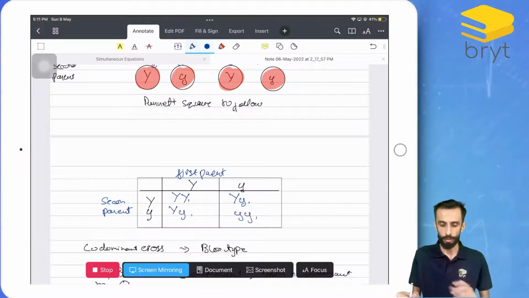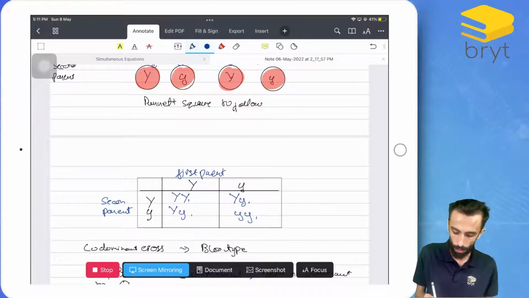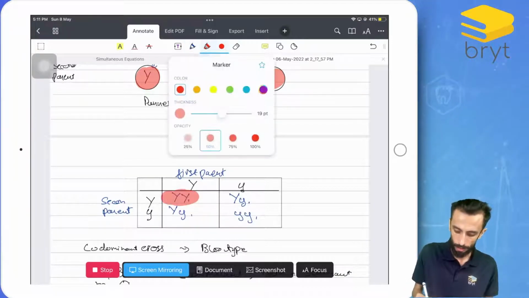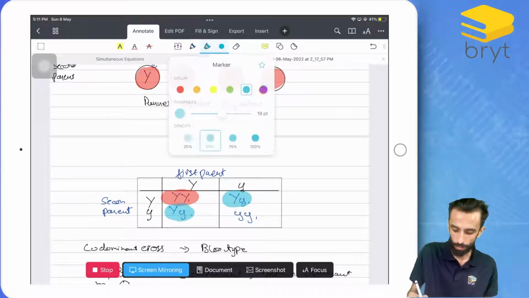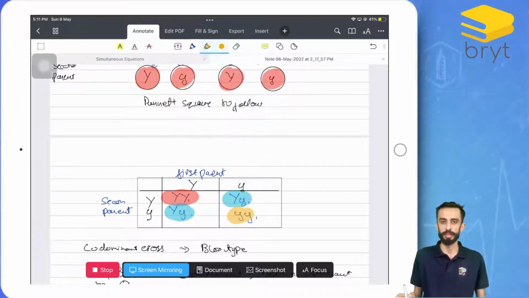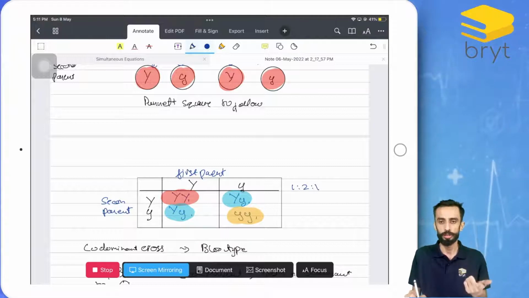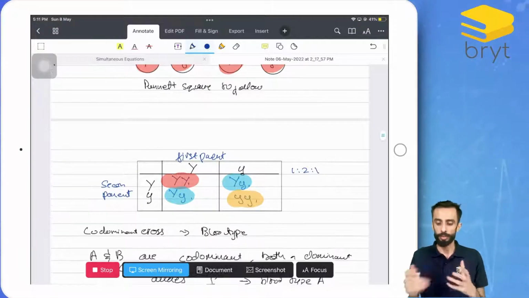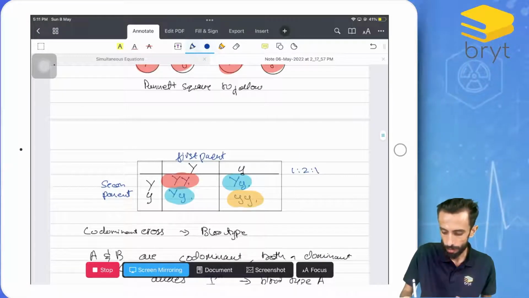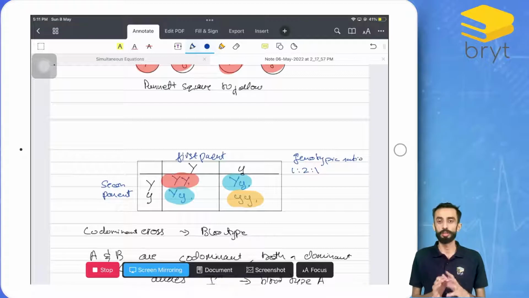So if I look at the ratios, what I've seen is that I've gotten one homozygous dominant, two heterozygous, and one homozygous recessive. So our ratio would be 1:2:1 of homozygous dominant, heterozygous, and homozygous recessive. So that is what you call your genotypic ratio.